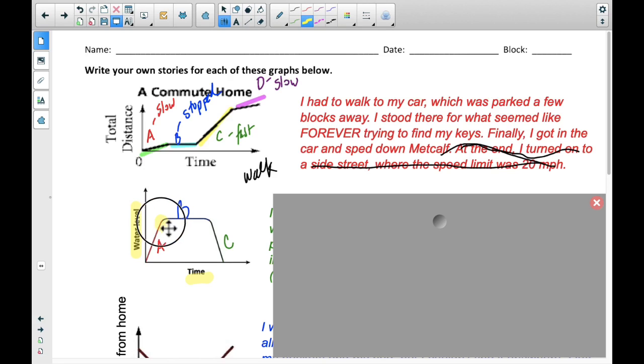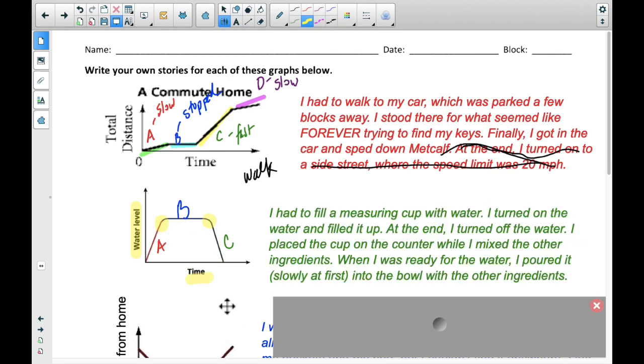It does have these little curvy parts, and there's a couple of reasons for that, and I tried to talk in my paragraph about how it slows down at that part. So I don't know what it is. It could be a pool, it could be who knows, but I said it was a measuring cup.